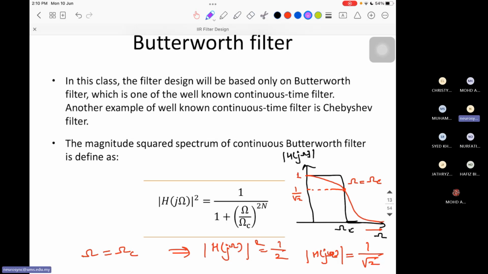If I increase n, I will get something like this. If I increase capital N, the plot will go towards this. So this is the characteristics. I will say this is the error. If I increase n, this error will decrease.